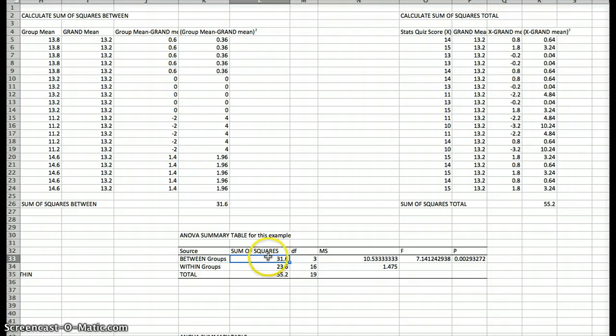We're taking the sum of squares for the between group, and then we have the n minus 1, the degrees of freedom. It's just 3. We have 4 groups, minus 1 is 3. So 31.6 divided by 3 is a mean square for the between group of 10.53.